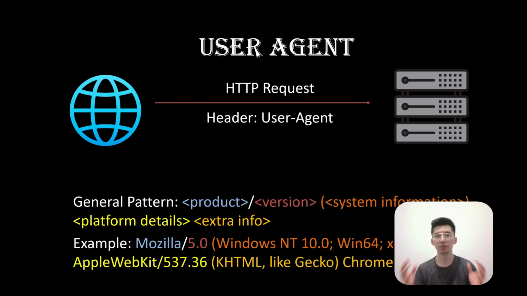Basically, a user agent is a string sent by a web browser or a client within the HTTP header of a request. It identifies the software, like a browser or an app, making the request to the server. This helps websites customize the content for mobile or desktop, collect analytics on browser usage or operating system distribution, or block unwanted bots or crawlers.